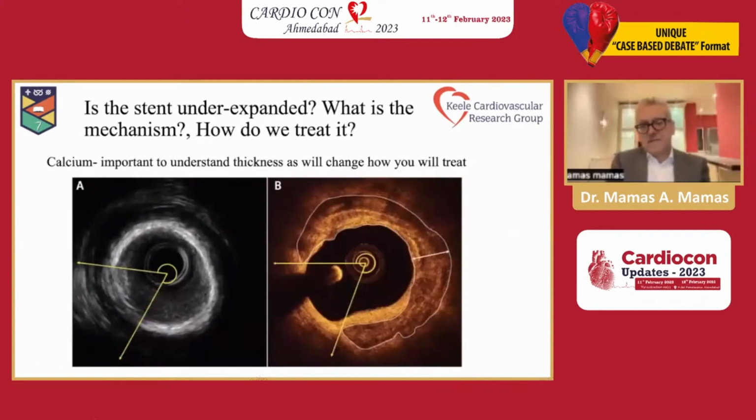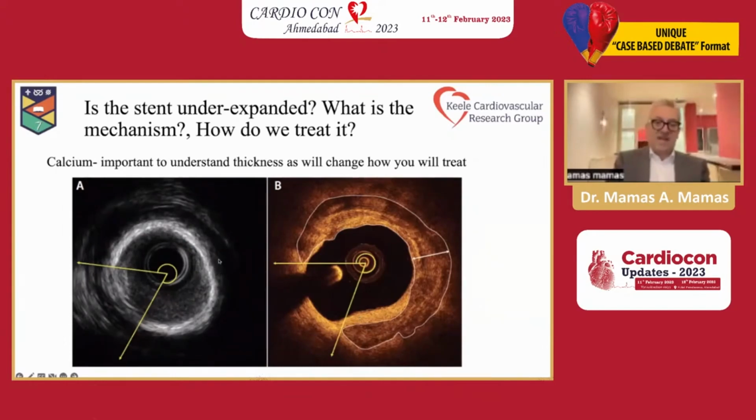So going back to the calcification, I think this is really quite key. When you're looking at underexpansion as your mechanism, you have to think about why you have had an underexpanded stent. Is it because the operator has misjudged the size of the stent, or is it because of severe calcification? So this is the exact same lesion assessed with IVUS and with OCT. It's a calcific lesion, and you can clearly see that both of them show calcification.